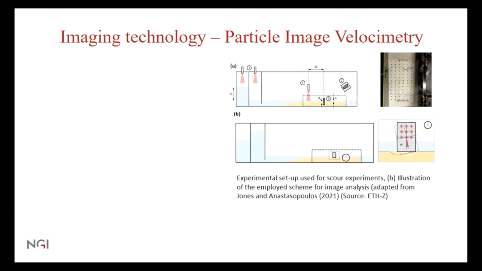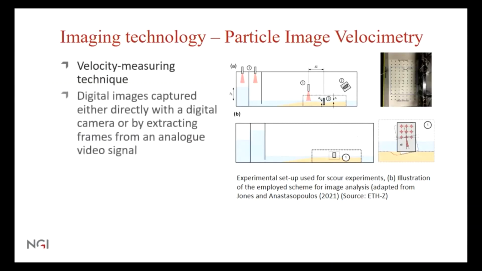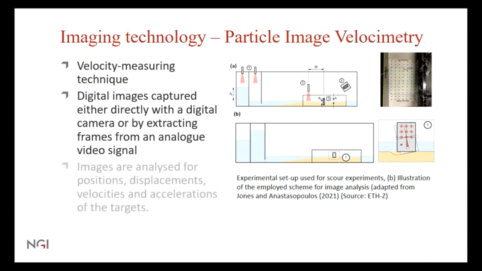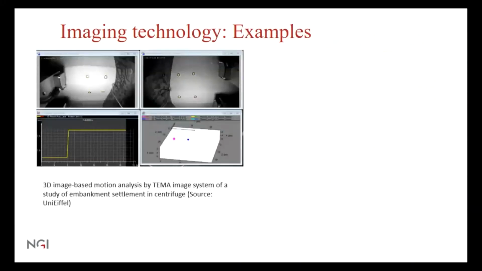And then imaging technologies. I mean, it's funny that I'm standing here because all the experts are sitting and listening, but as I understand, it's a velocity measuring technique. Digital image captures either directly with digital cameras or by extracting frames from an analog video signal. An image is analyzed for position, displacements, velocities, and accelerations of the targets. I will provide some examples.